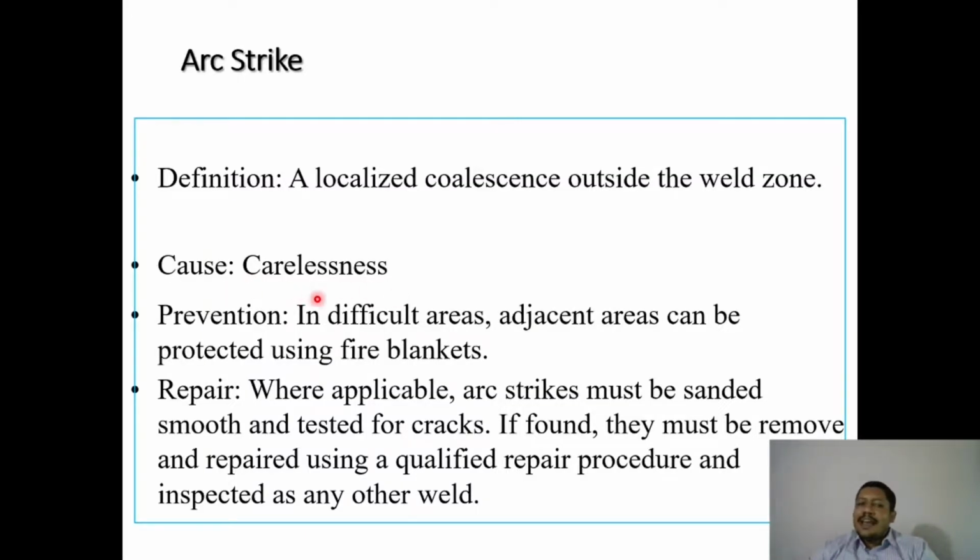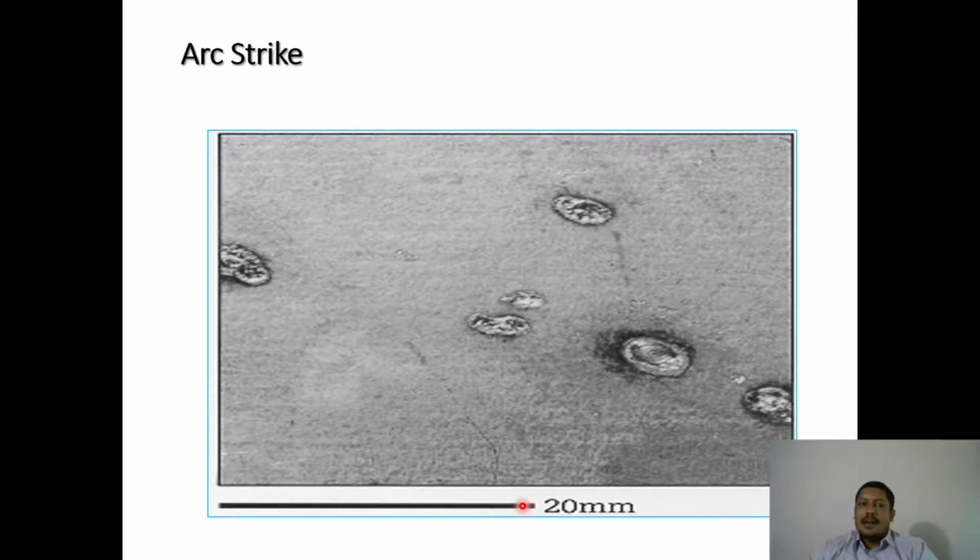So the cause is carelessness. If it is a difficult area, what you have to do is use fire blankets to ensure that arc strikes will not happen elsewhere in the welded zone. Other than the welded zone areas, nowhere should an arc strike happen. If found, they must be removed and repaired using a qualified repair procedure and inspected as any other weld. Okay, so that's arc strike.